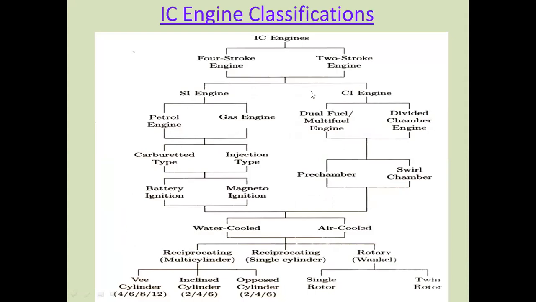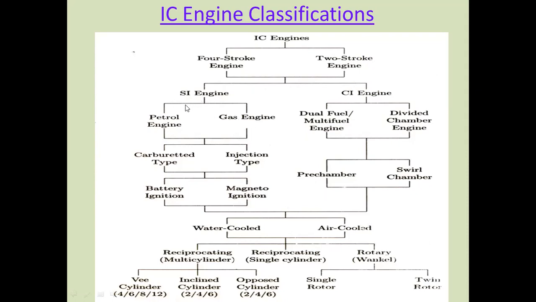From this slide, we can discuss in detail the internal combustion engine classification. Generally, the internal combustion engine is classified into two categories. One is the four-stroke engine, another one is the two-stroke engine. The four-stroke engine has two types. One is the spark ignition engine and the other is the compression ignition engine. The spark ignition engine has two types. One is the petrol engine, another one is the gas engine.